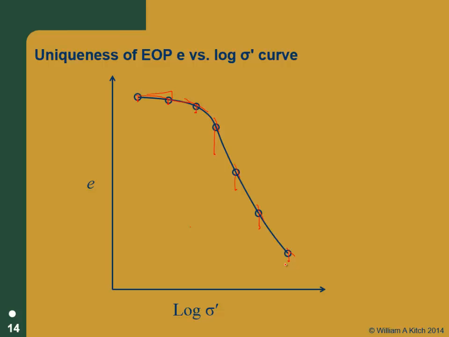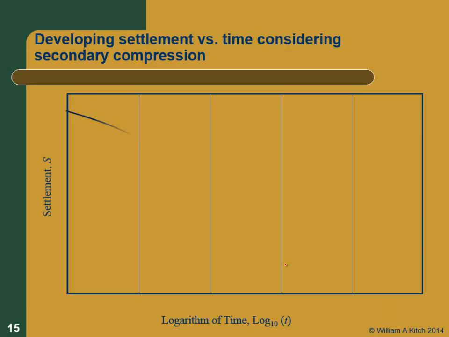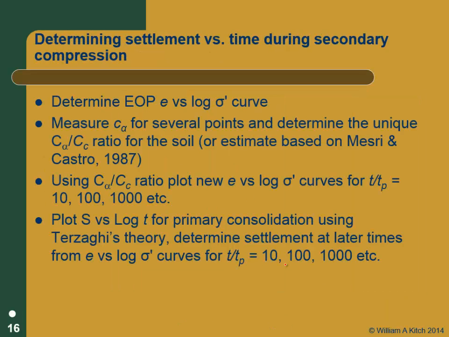So not only is C sub C varying along this, but if you believe Mesri's theories, then C sub alpha is also varying. So the way that you can determine what's actually going to happen is you calculate the end of primary e-log P curve, and then at several points along there, you're going to measure C sub alpha. So you're going to let several of those increments run into secondary and measure C sub alpha.